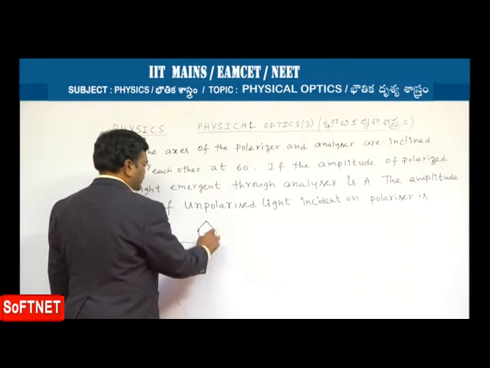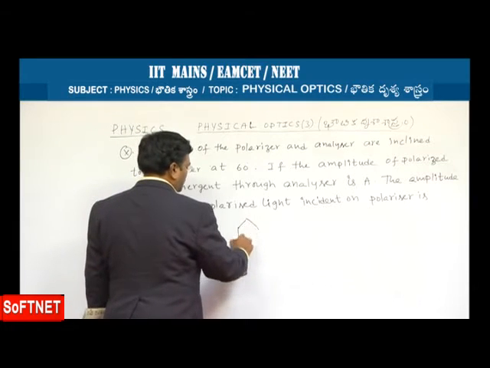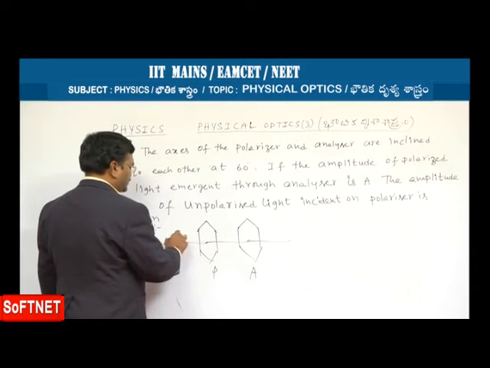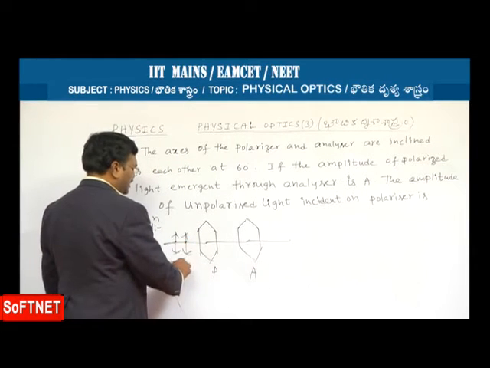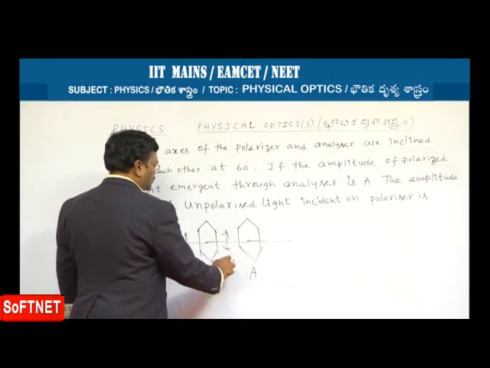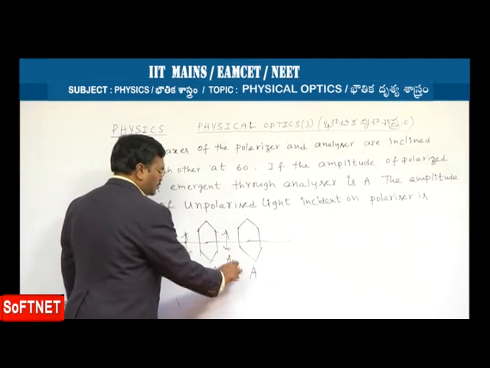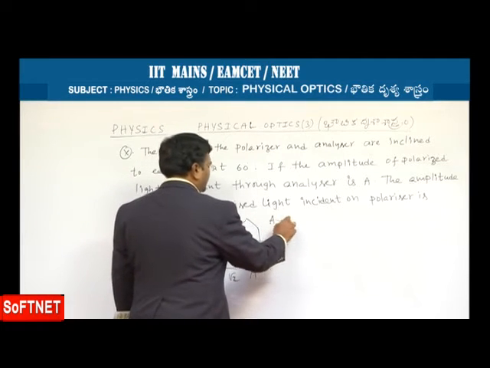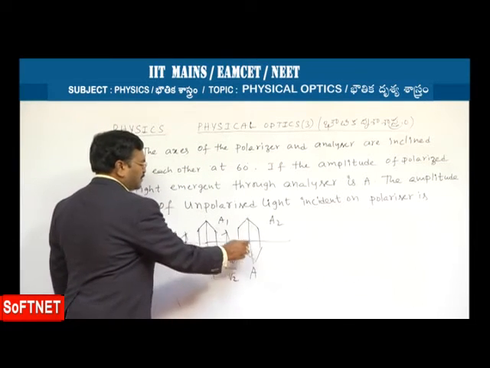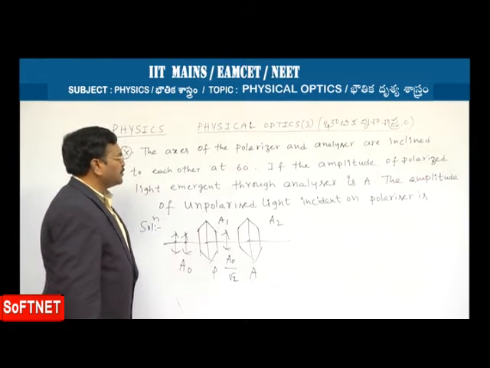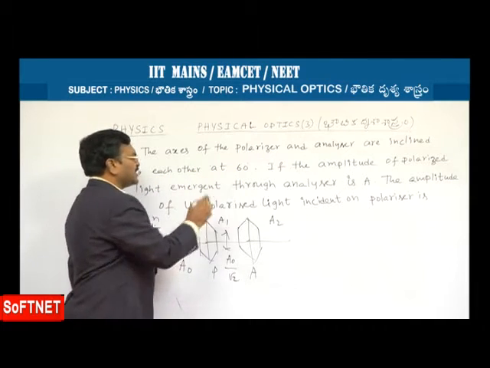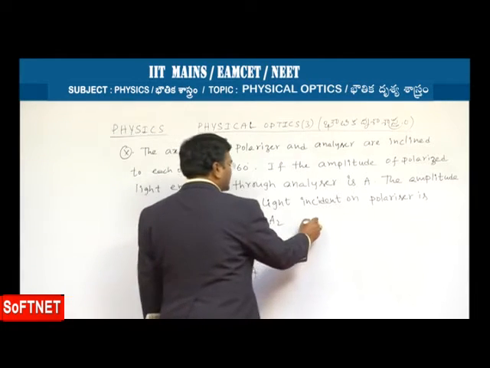Now, here like this. This is the first polarizer. Next one, analyzer. Suppose the amplitude we are taking is A naught. Here the amplitude becomes A naught by root 2, let it be A1. Here A2. Why A naught by root 2? It absorbs one component. Theta here: the axes of polarizer and analyzer are inclined to each other at 60 degrees. So theta is 60 degrees.